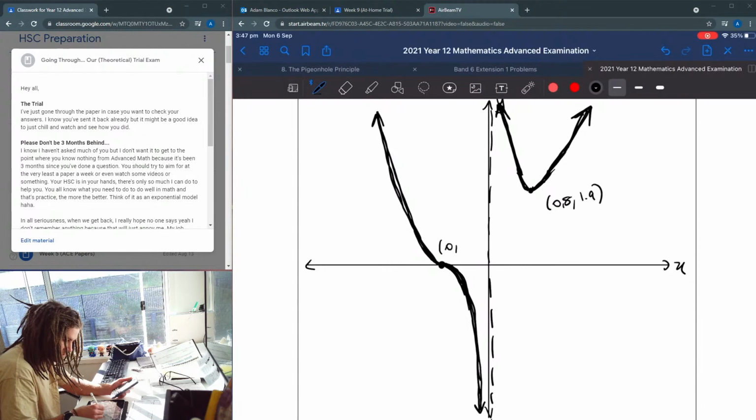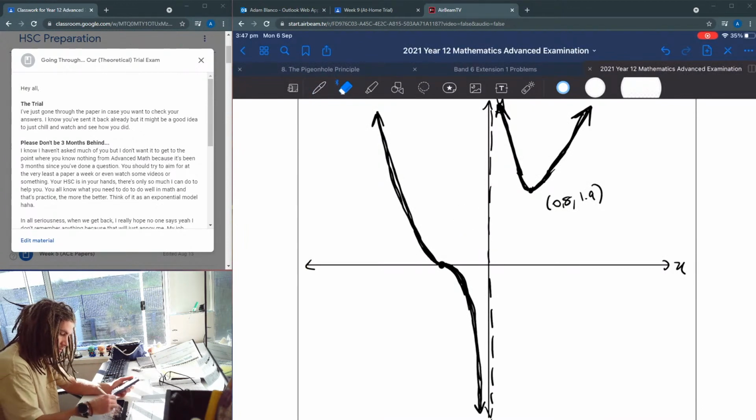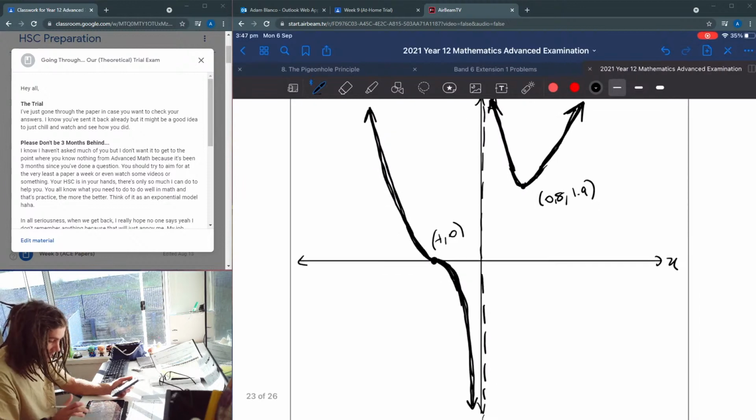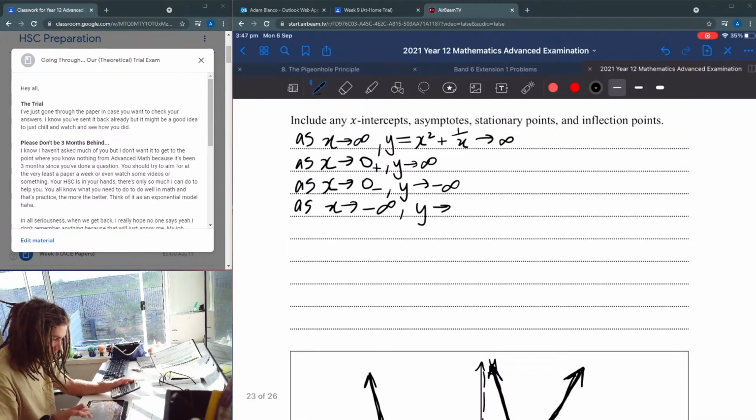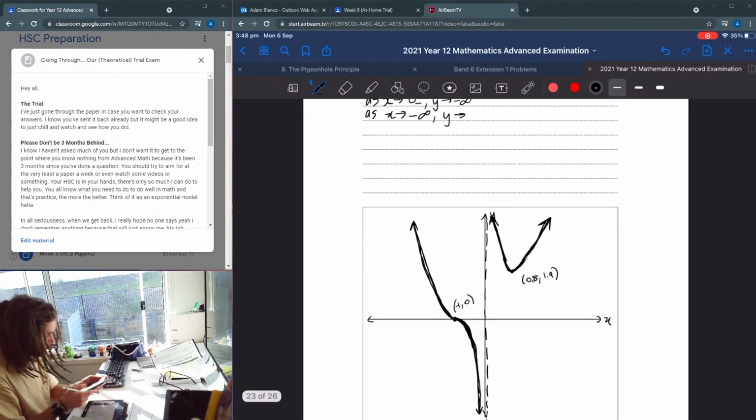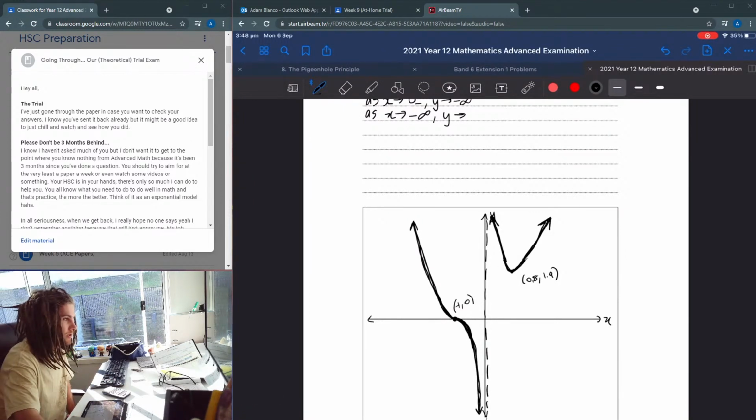That's the point 0.01. What at x? No, it's a 0.10, you idiot. No, minus 10, God. There aren't any other x-intercepts. What else did it want? Asymptotes, it's got it. Stationary points, it's got it. Points of inflection, it's got it. Done. That's a very strange looking graph. But nonetheless, it's a graph.